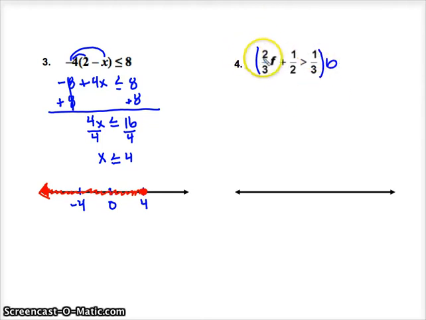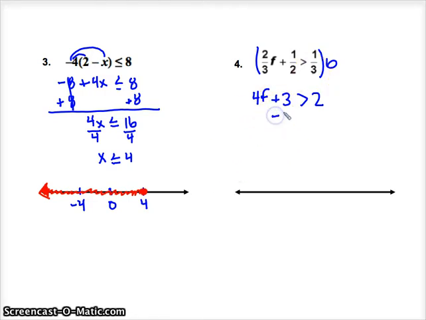Let's start here. 2/3 times 6. Well, 6 times 2 is 12. Divided by 3 is 4. So I've got 4f. Plus half of 6 is 3. And that's greater than 6 divided by 3, which is 2. Much nicer. All the fractions are gone, and I can begin to solve.